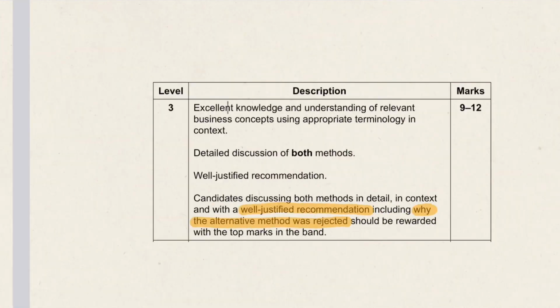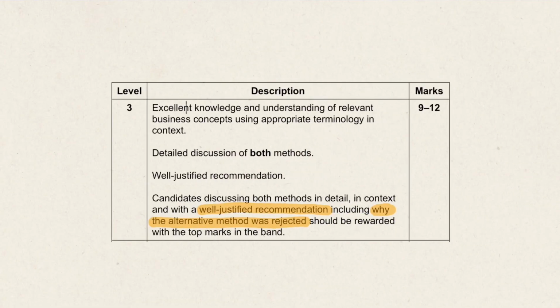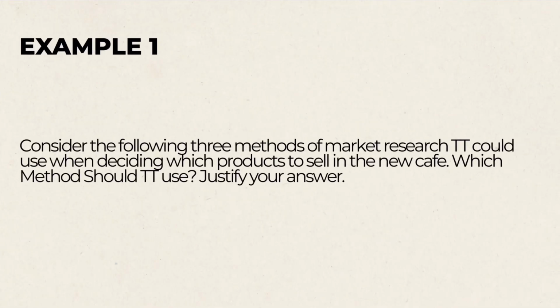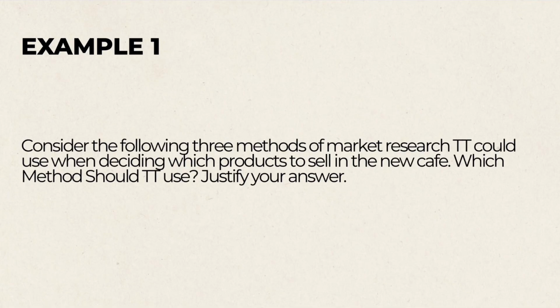So let's have a look at some paper 2 examples. This is the rubric for a 12-mark question. And in order to get the level 3, candidates will need to provide a well-justified recommendation and include why the alternatives was rejected. So for our first example, the question is, consider the following 3 methods of market research TT could use when deciding which product to sell in a new cafe. Which method should TT use? Justify your answer.